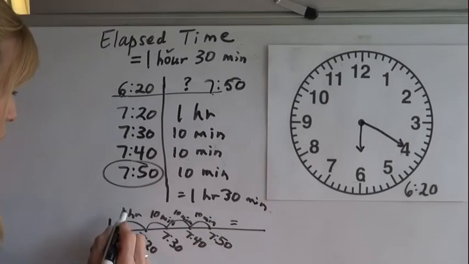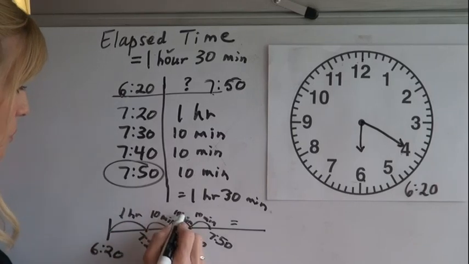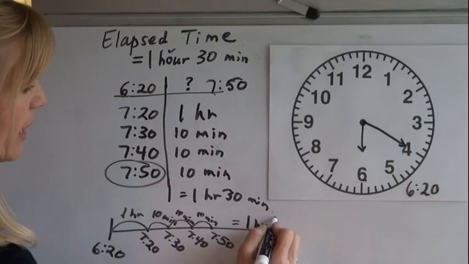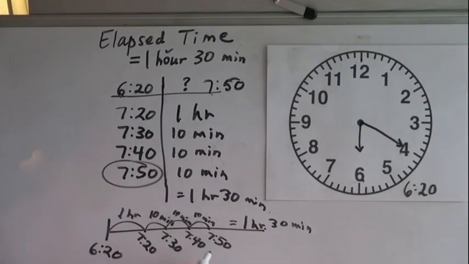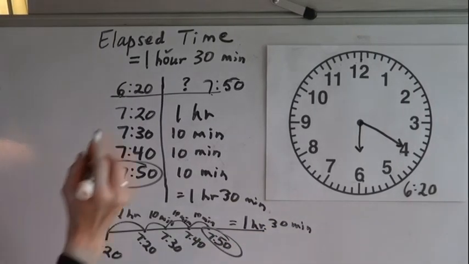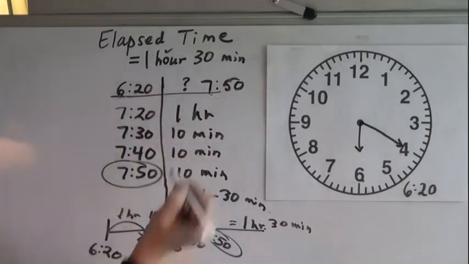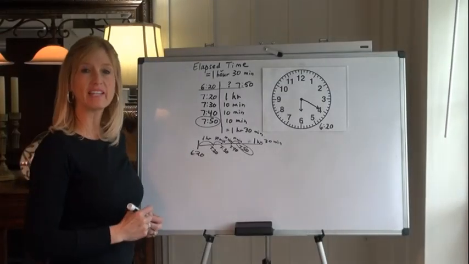So we'll check it here. 1 hour, 10, 20, 30. Yep, that's correct. 1 hour, 30 minutes. And now to see what our ending time is, we just see what our last time is and plug it in up here. And that is how you figure out elapsed time.